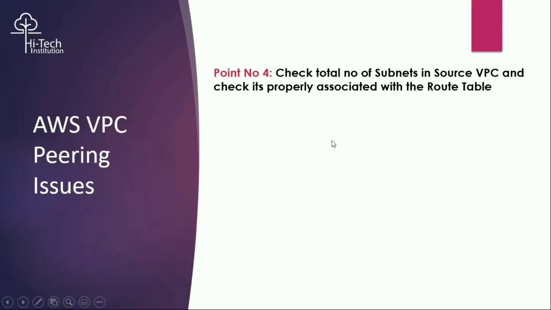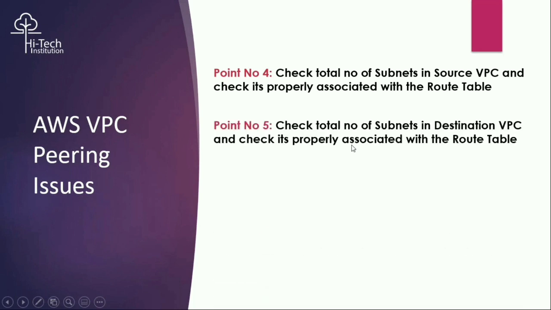Okay, I can confirm the total number of subnets are associated with the proper route table. There is no problem in that. Okay, source VPC is perfect. Now point number 5: check the total number of subnets in the destination VPC as well and check they are properly associated.